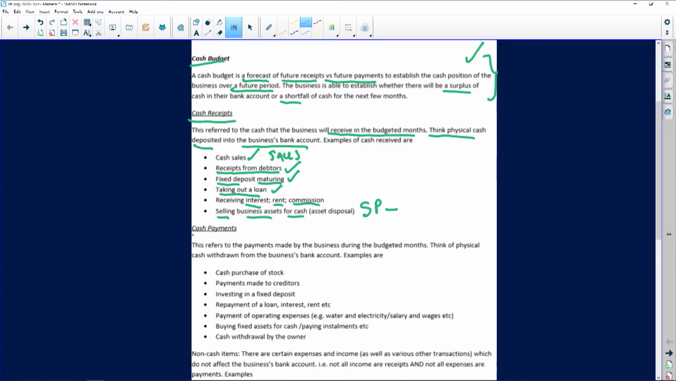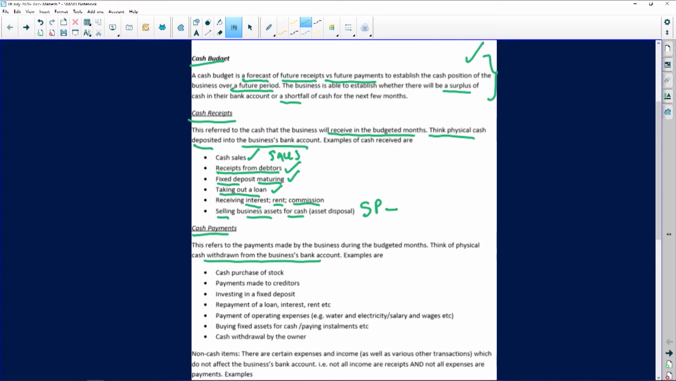Right, let's now turn our focus to cash payments. So once again, guys, I'm going to ask you to remember that there's a big difference between a payment and an expense. Remember, an expense is not necessarily a payment. A payment is not necessarily an expense. So the focus here is on cash payments. Right, this refers to the payment made by the business during the budgeted months. Think of physical cash withdrawn from the business's bank account. So in other words, it's got to be money that is now leaving your bank account. A payment, money being withdrawn from your bank account.